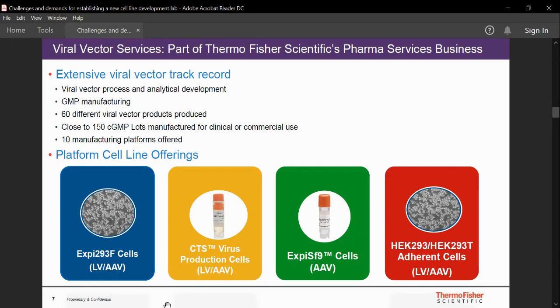And now that we are part of the Thermo Fisher umbrella, we also have the ability to offer Thermo Fisher platform cell lines, such as XP293F cells for lentivirus or AAV production, the CTS virus production cells for lentivirus or AAV, also called the VPCs. We have the XPSF9 cells for AAV production in the baculovirus system. We also have HEK293, HEK293T adherent cells, again for lentivirus or AAV.